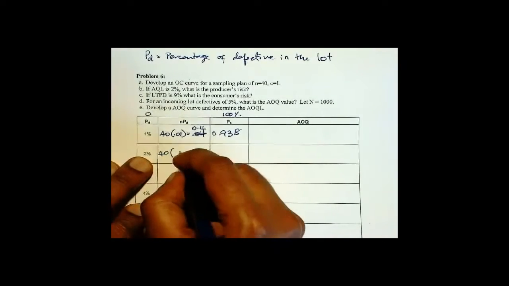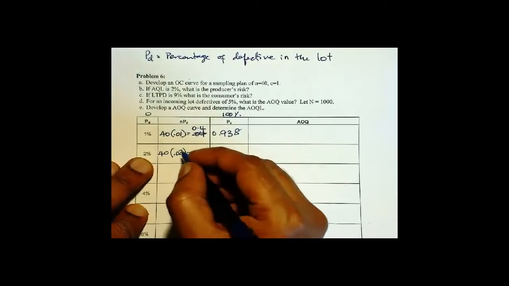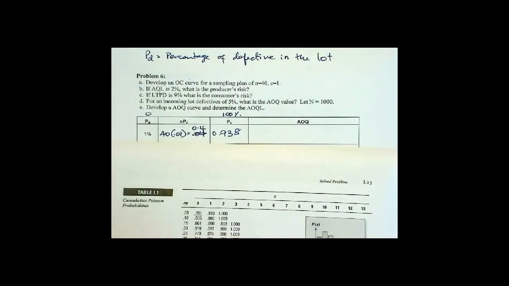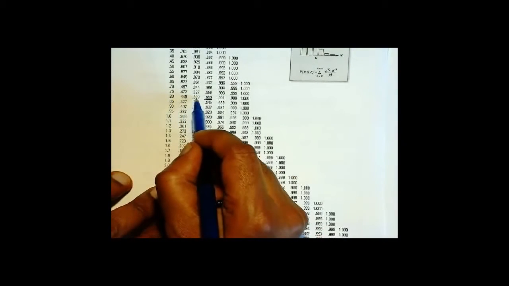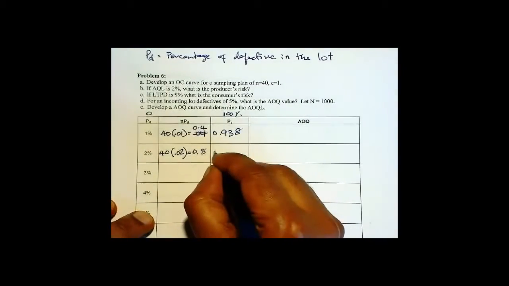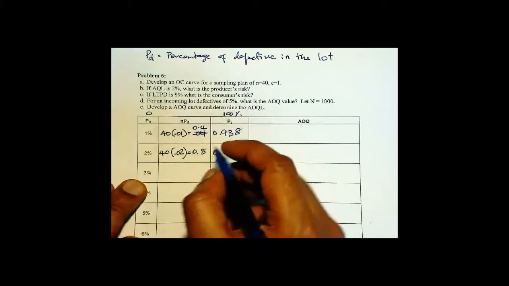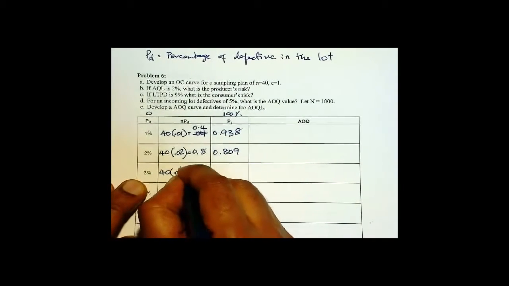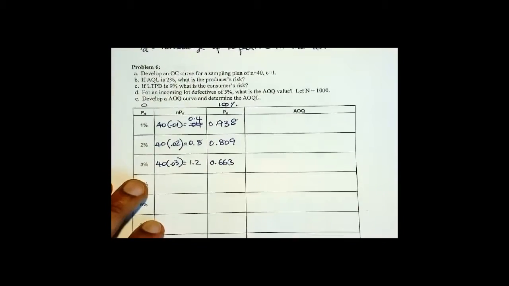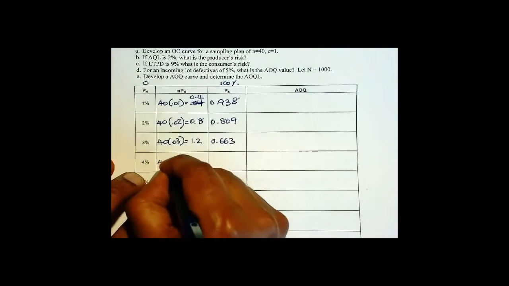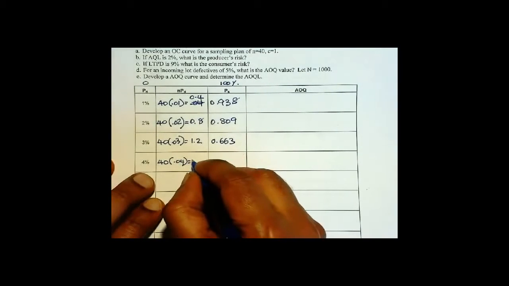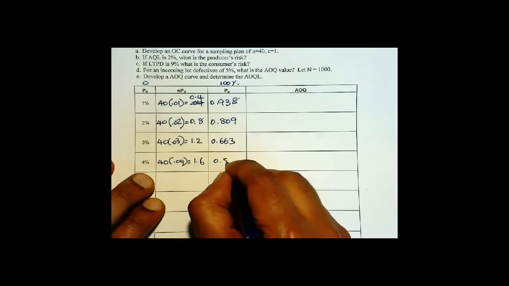And then 40 times 0.02, that is 0.8. So 0.8 will be 0.809. So 3% is 40 times 0.03, which is 1.2. That's 0.663 from the table. And then 40 times 0.04 is 1.6. That is 0.525.